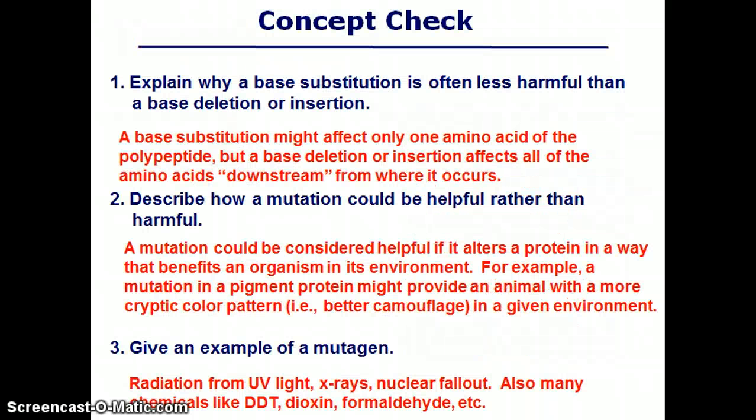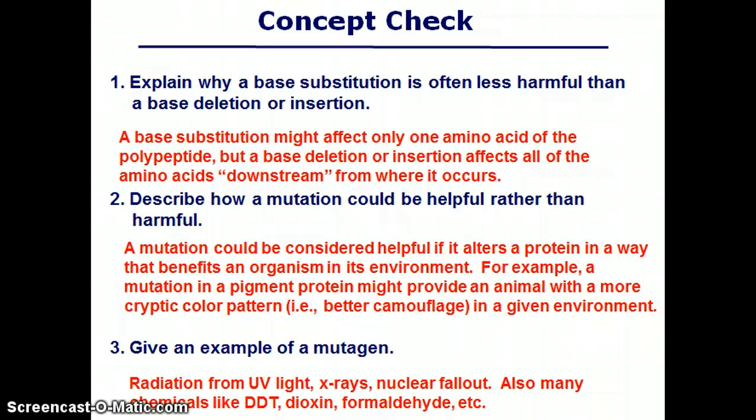Let's just go over this briefly, and then we're all done with this. Explain why a base substitution is often less harmful than a base deletion or insertion. Okay, if we have a base substitution, you are only going to affect one amino acid on the polypeptide. But a deletion or insertion switches the whole reading frame that we're looking at. So it affects all the amino acids downstream from where it occurs. So it makes that protein either non-functional or completely changes the function.